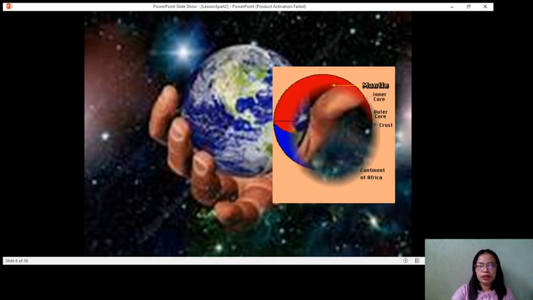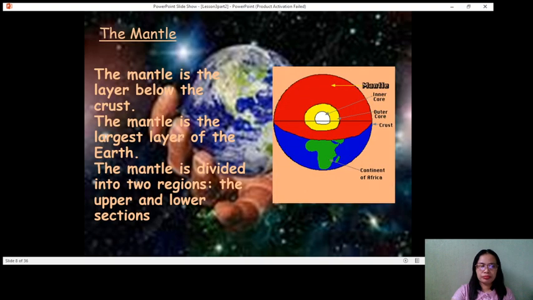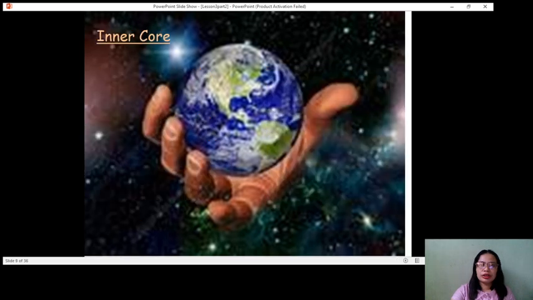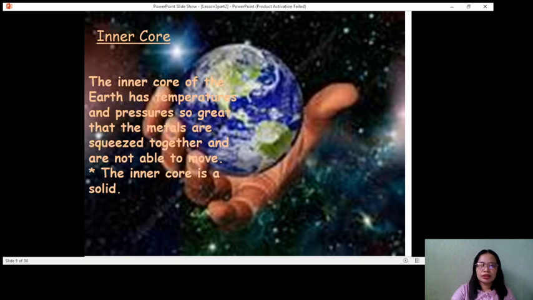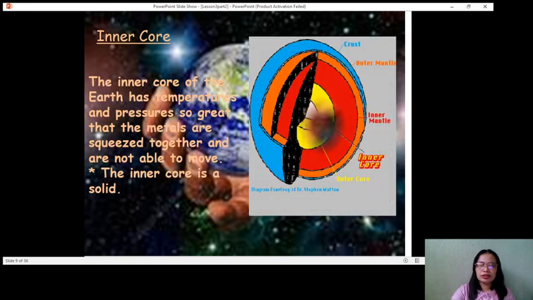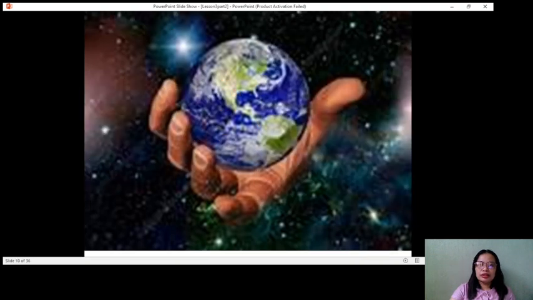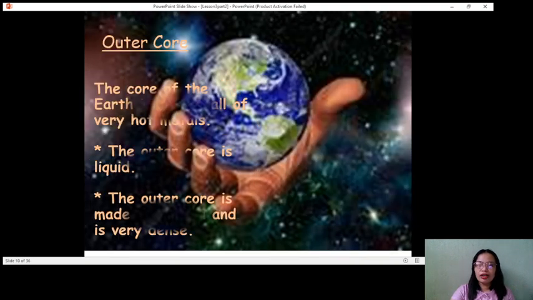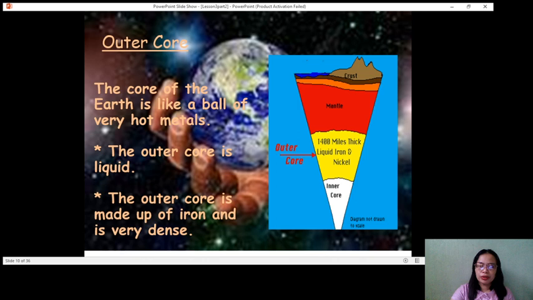Let's move on to the second layer, which is the mantle. It is the layer below the crust. The mantle is the largest layer of the Earth, and it is also divided into 2 regions, the upper and lower section. Next is the inner core. The inner core is a solid ball. Then the outer core. The outer core of the Earth is like a ball of very hot metals. The outer core is liquid and made of iron and is very dense.